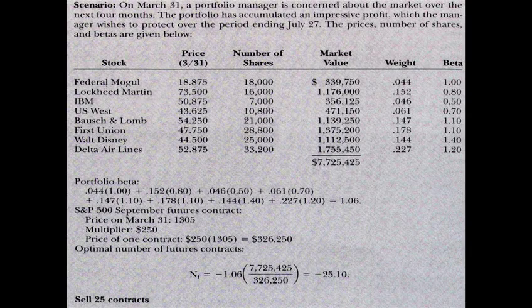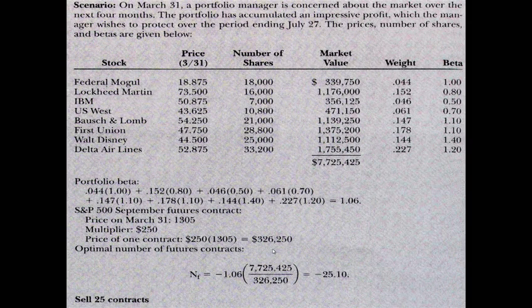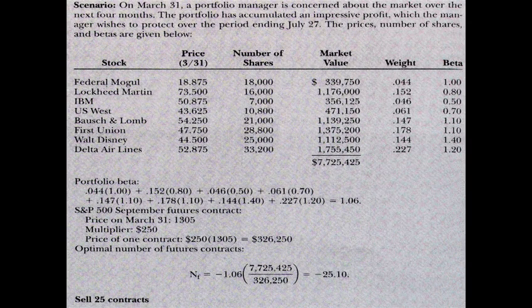So the index is currently trading at 1305, the futures index. The multiplier is $250. Therefore, the price of one futures contract is $326,000. Now, all I have to do is stick these numbers into my equation. I end up with a number of 25. Do I go long or short on 25 futures? Short. Why do I go short? Yep. I've gone long on the underlying, therefore I must go short on the futures. I must develop a short futures hedge.